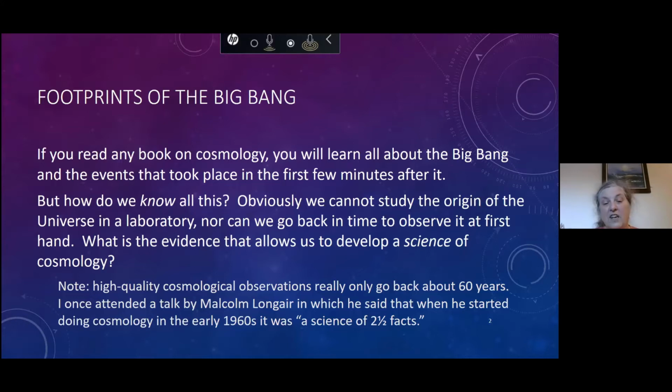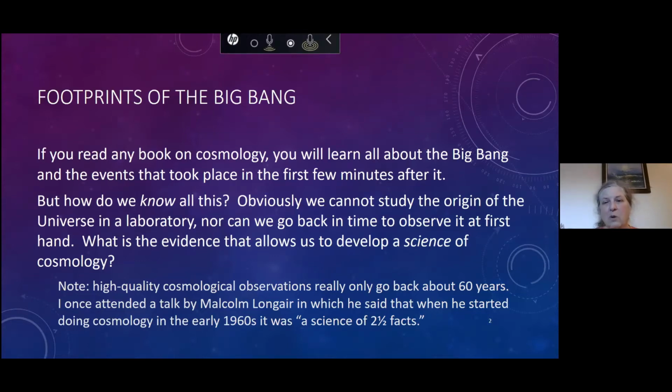And I should say here that our level of certainty about what happened 13.7 billion years ago is actually quite recent. When I was first in Sheffield, sometime in the 1990s, I don't remember exactly when, we had a talk by Malcolm Longair, who is a radio astronomer and an observational cosmologist, and he said that when he started doing cosmology in the early 1960s, it was a science of 2.5 facts. And there is a limit to what you can do with 2.5 facts. And in the 1990s, he went on to say in this talk that he thought the number had now gone up to about 8 facts.